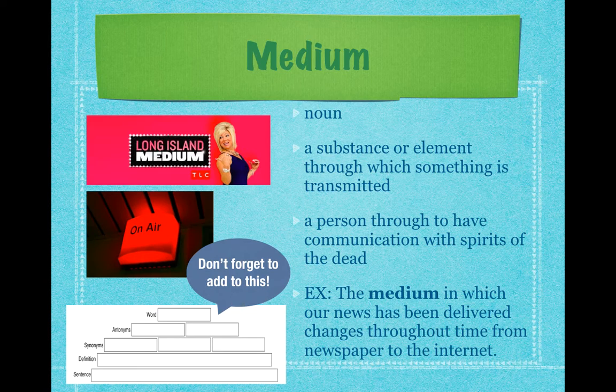A medium can be a substance or element through which something is transmitted. So that's why there's the picture that says on air. It's basically showing that the radio signal is being transmitted through some sort of medium, which in this case is probably like the wires. But medium can also describe a person who has communications with spirits of the dead. So if you've ever seen Long Island Medium, for example, the word medium in that context means someone who is able to communicate with dead people.